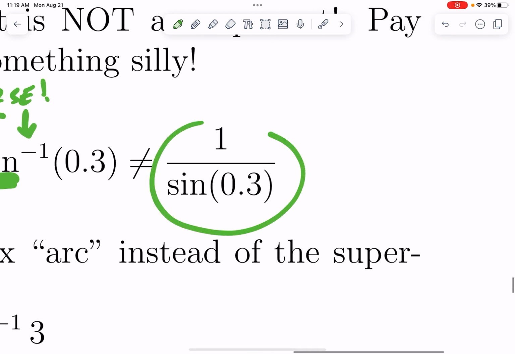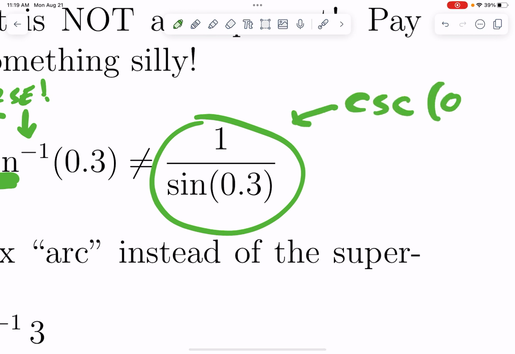If we wanted to express the fraction, we actually have a name for this already, which is cosecant. So when you want to do 1 over a trig thing, that's where we say, oh, 1 over sine is called cosecant. 1 over cosine is called secant. 1 over tangent is called cotangent. We already have a word for that, and we're not going to use the negative one.